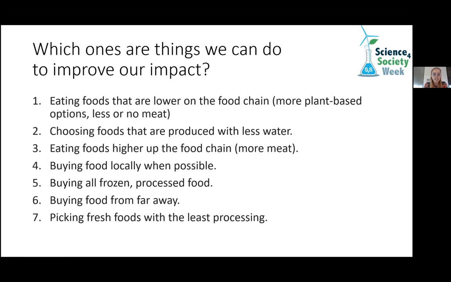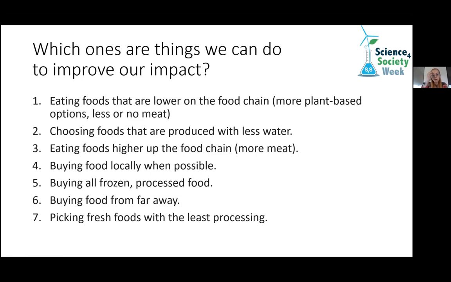Number three, eating foods higher up the food chain, and what that means is eating more meat. Someone's just said, what do you mean by the food chain? When we look at what animals eat, we would have the first thing being what the first animal eats. So we would have perhaps grass, and then we might have a rabbit eating that grass. Further up that food chain, we might have a fox that would eat the rabbit. So if we were eating plants, that would be lower down the food chain. And if we were eating foods that were higher up the food chain, that would be meat.